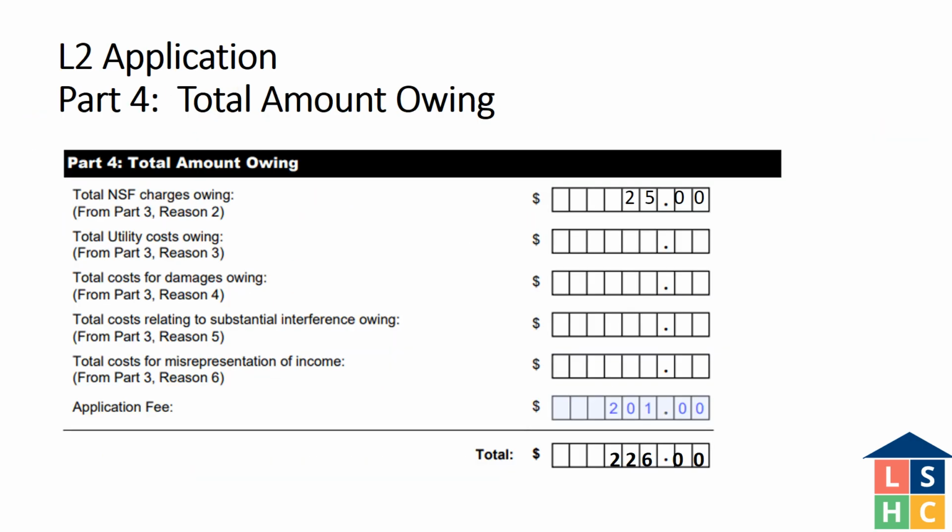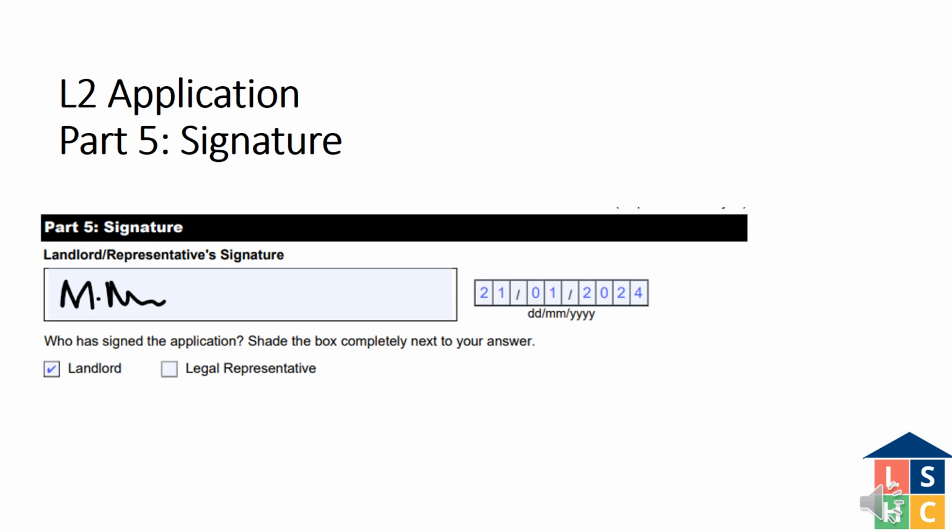This part allows you to calculate the total amount the tenant owes. Anyone can file these documents for the landlord at the Landlord and Tenant Board. However, only the landlord or landlord's legal representative, such as a lawyer or a paralegal, should sign this application.